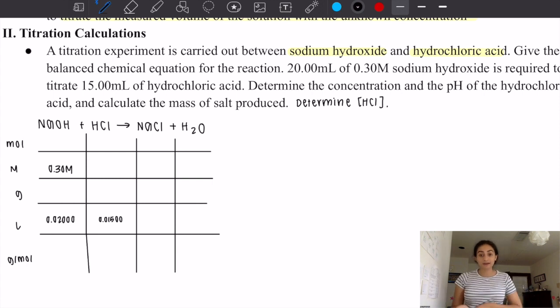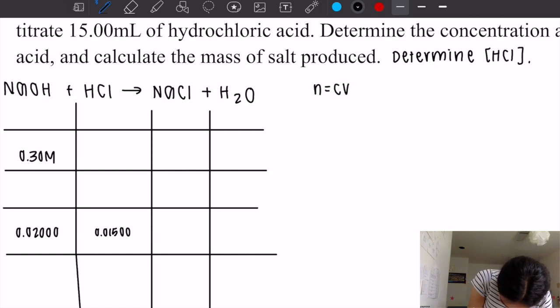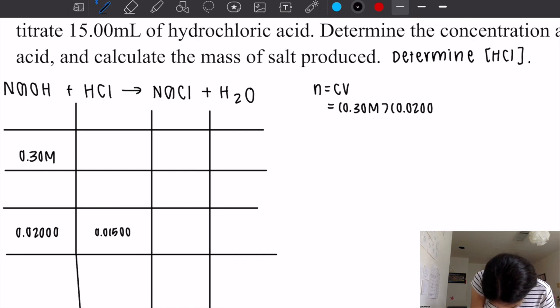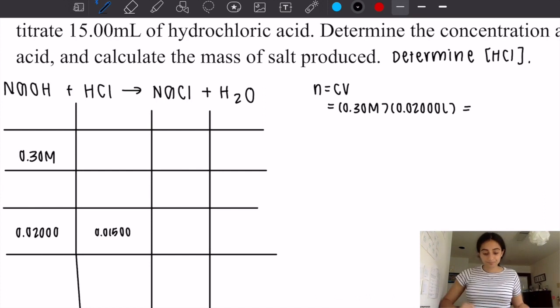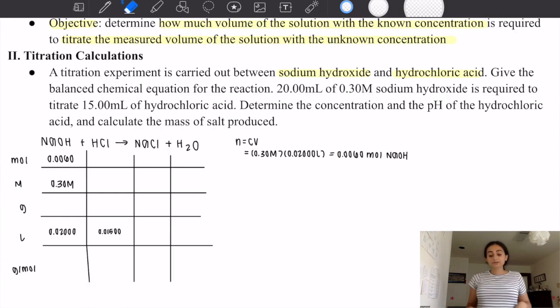Okay, so in order to figure out the answer to all of these questions, we first need to figure out how many moles of NaOH there are. And I'm going to do this by using my n equals CV equation. So I'm going to multiply 0.30 molarity by 0.02000 liters. And then I'm going to put that into my calculator to get 0.0060 moles of NaOH.